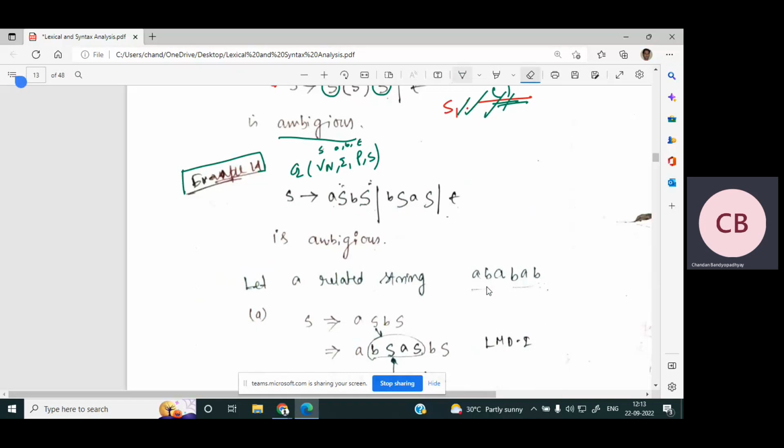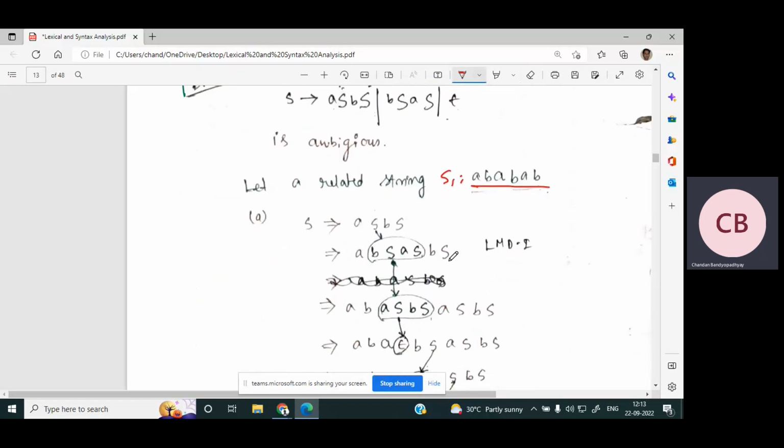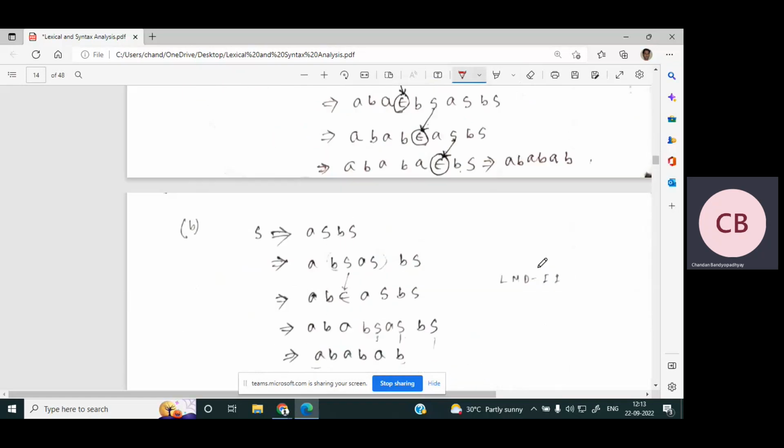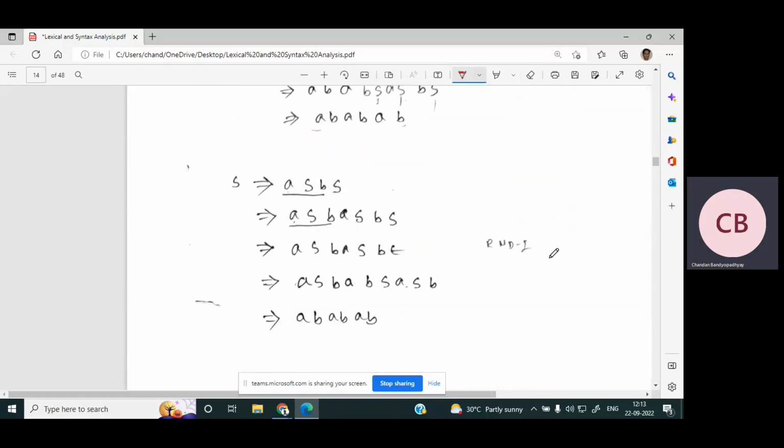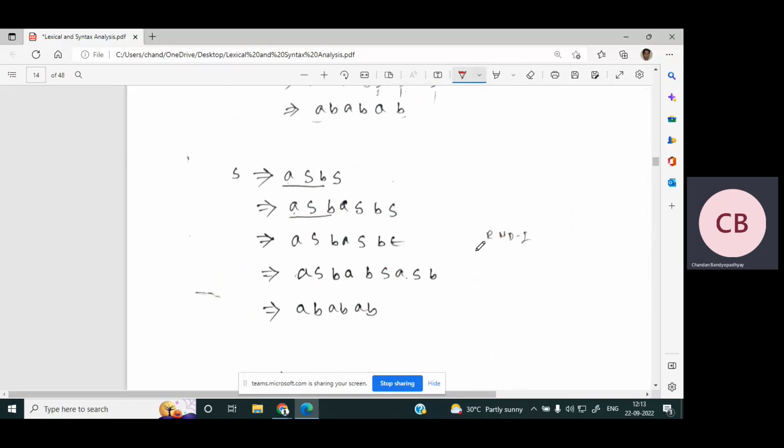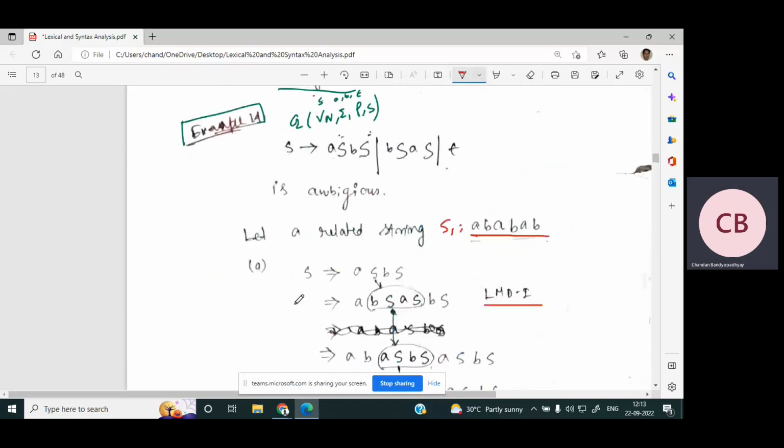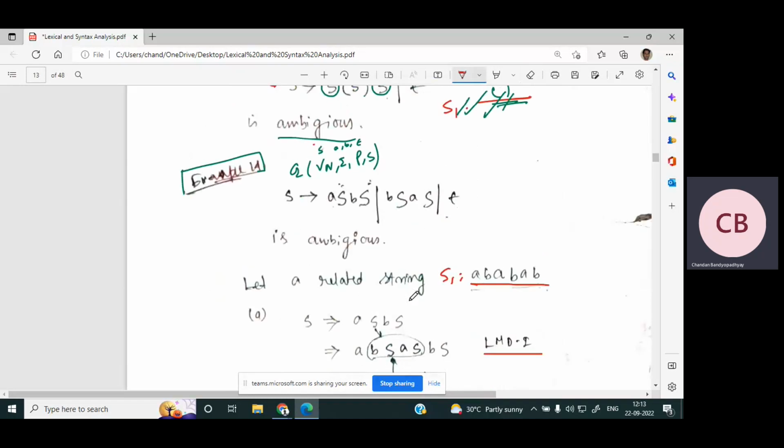Correct. Now for this grammar, you can check whether the grammar is ambiguous or not. Here a template string is being given: a, b, a, b, a, b. Here I have shown the associated derivation trees, LMD1, LMD2, and simultaneously RMD1 and RMD2. That means the grammar is ambiguous. You should check the derivation by which I have shown.